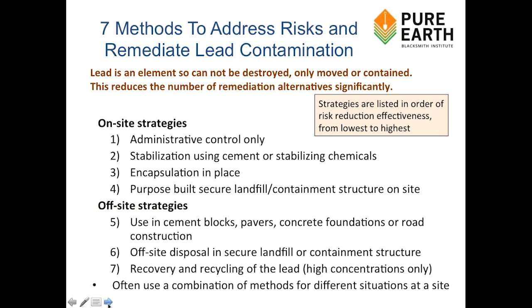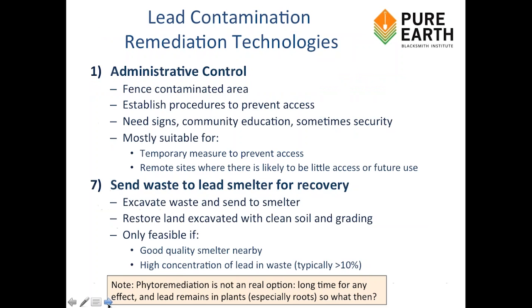First is administrative control, lowest effectiveness in terms of risk reduction. You're not removing anything, you're just building a fence around a site, you're keeping people out of it. It should be done where you have a contaminated site and you can practically do this, but it is only a temporary measure. It is clearly not generally acceptable to governments that you do nothing, and it's not acceptable to communities. In practice, we've seen this done at a number of remote sites where there's likely to be little access for future use.